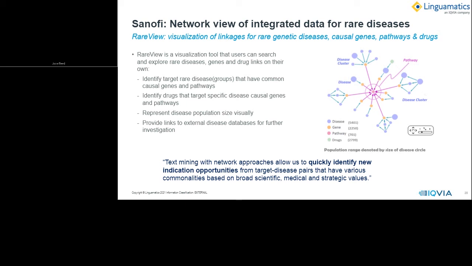And the quote at the bottom comes from the Sanofi team. "Text mining with network approaches allows to quickly identify new indication opportunities from target disease pairs that have various commonalities based on broad scientific, medical, and strategic values." So it's a really powerful way to think about how to start dealing with some of that unmet need within the rare disease.